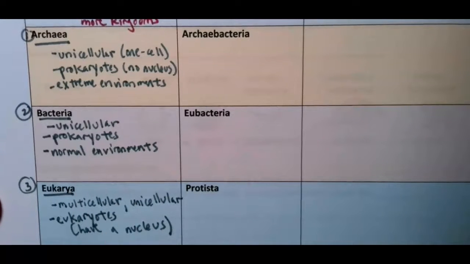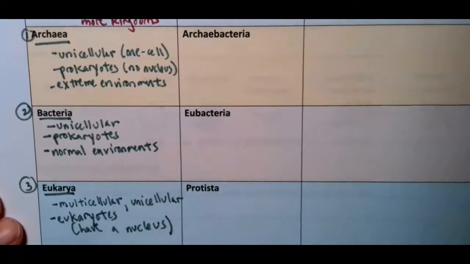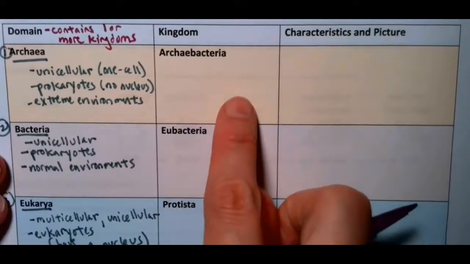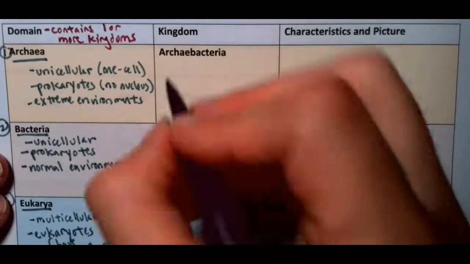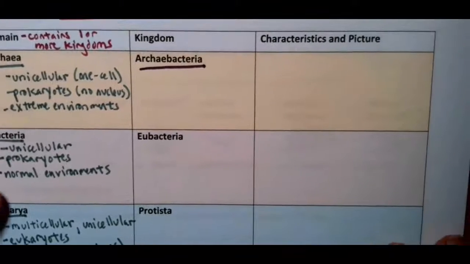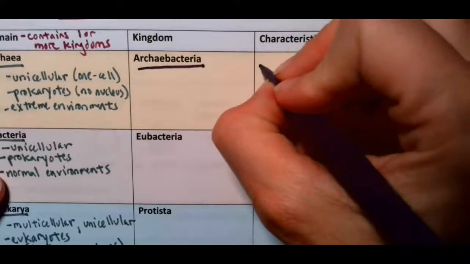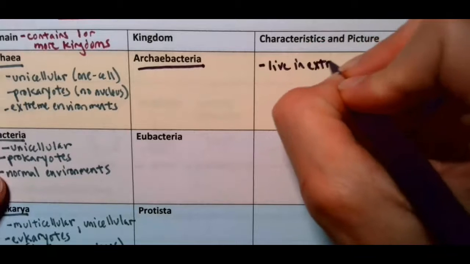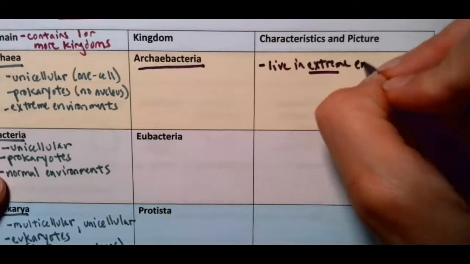Now, underneath domains are kingdoms. Sometimes one kingdom goes with a domain, sometimes many kingdoms go with domains. So we'll take the archaea domain first. The only kingdom that fits in the archaea domain are the archaea bacteria. Okay? And archaea bacteria, like I said, live in extreme environments.